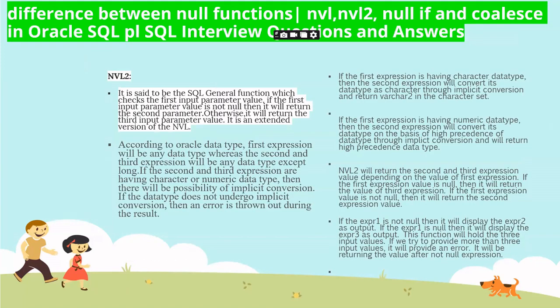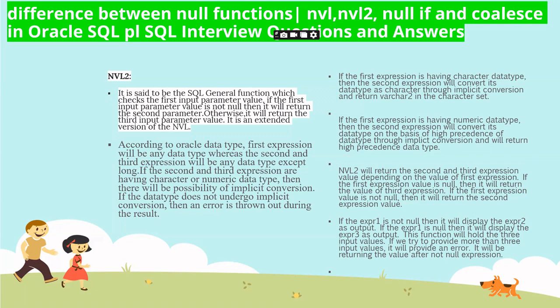NVL2 is a SQL general function which takes the first input parameter value. If the first input parameter value is not null, then it will return the second parameter value. Otherwise, it will return the third parameter value. It is an extended version of NVL.